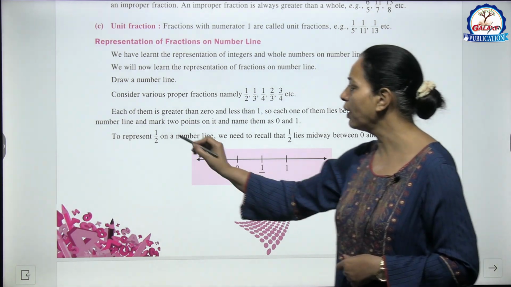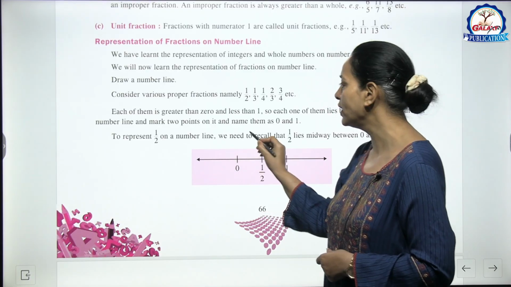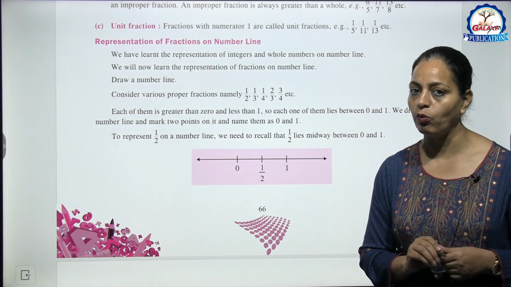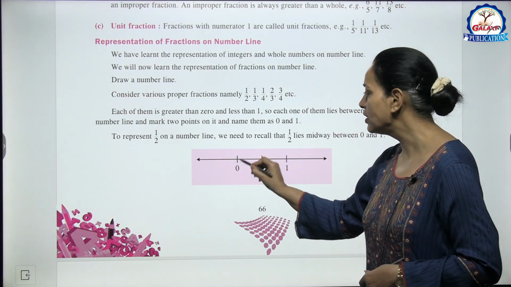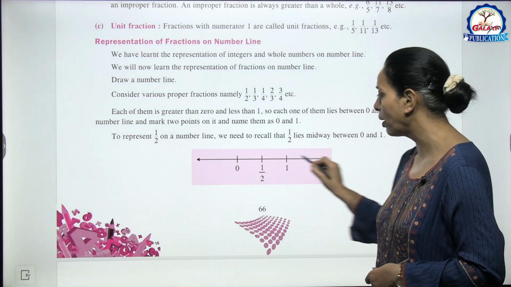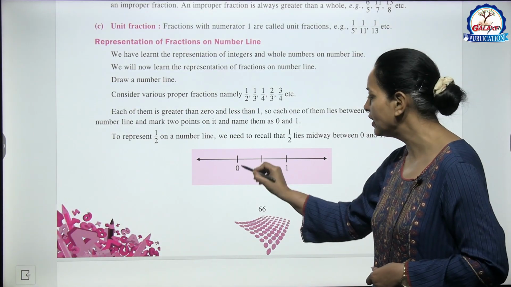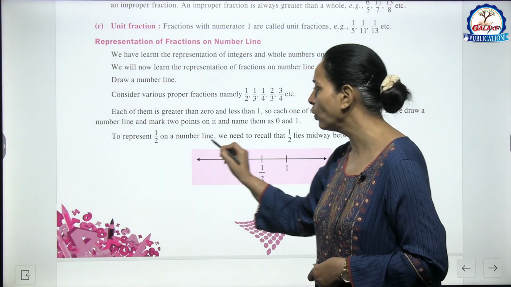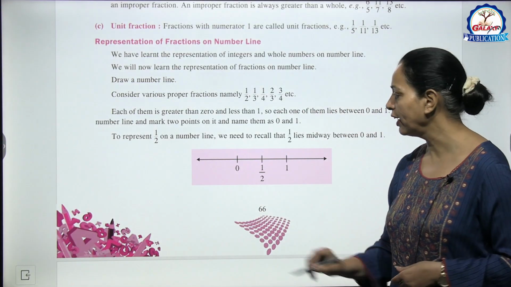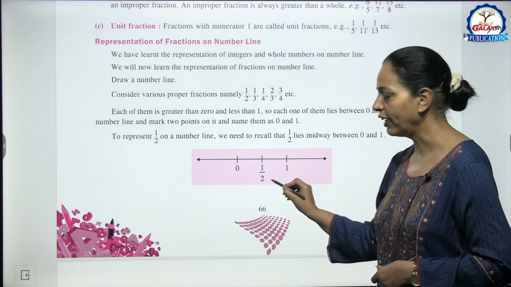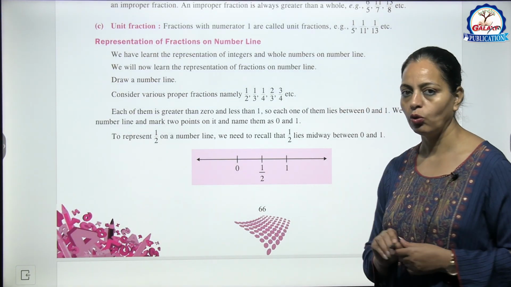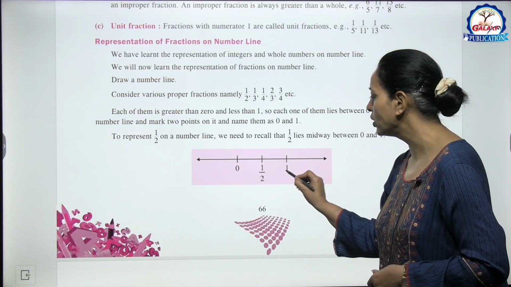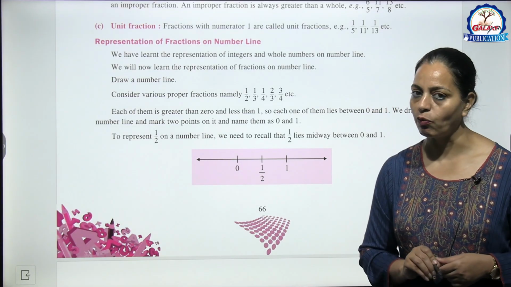We draw a number line and mark 2 points on it and name them as 0 and 1. हम क्या करेंगे? 0 और 1, first of all number line draw करेंगे, then 0 and 1 mark कर देंगे. Like to represent 1 by 2 on the number line, तो हम क्या करेंगे? 2 equal parts ले लेंगे, 1, 2. Okay, so this is 1 by 2, this is 2 by 2, that is 1.